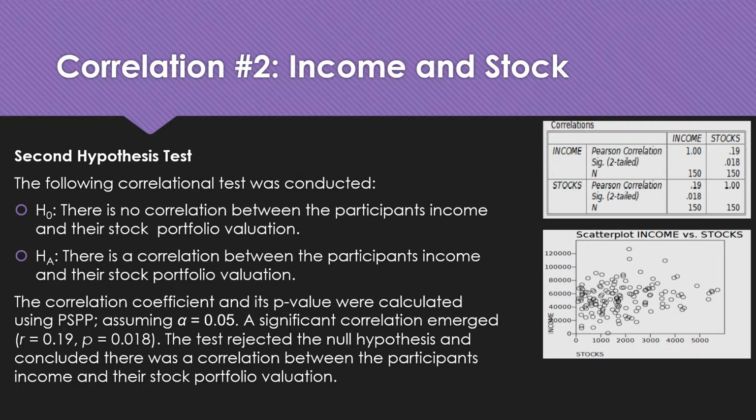The correlation coefficient and its p-value were calculated using PSPP, assuming alpha equals 0.05. A significant correlation emerged where R equals 0.19 and P equals 0.018. The test rejected the null hypothesis and concluded there was a correlation between the participant income and their stock portfolio valuation.